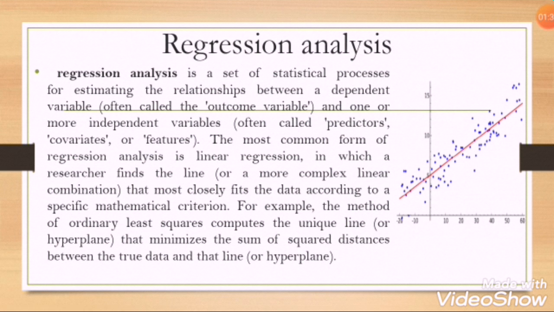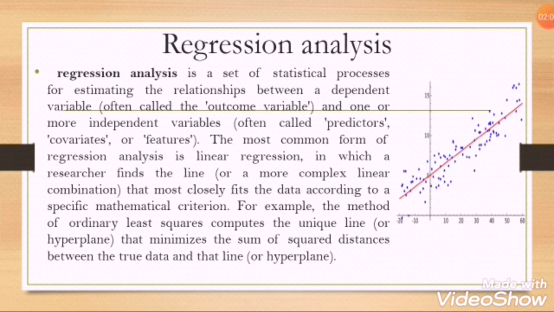Let's start. The regression analysis definition is a set of statistical processes for estimating the relationship between a dependent variable, often called the outcome variable, and one or more independent variables, often called predictors, covariates, or features. The most common form of regression analysis is linear regression.